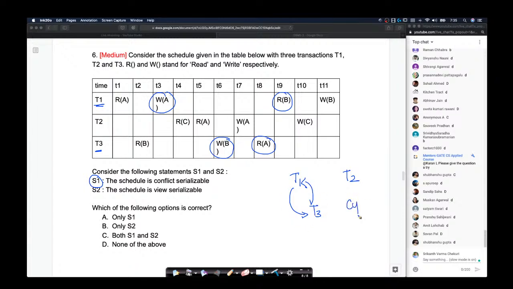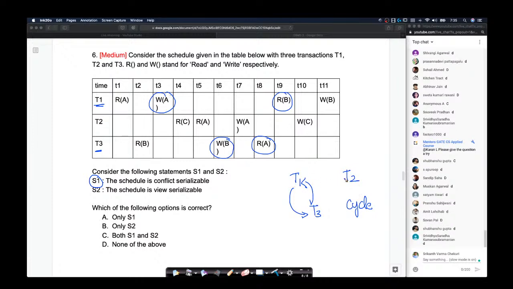So because of these two, you're getting a cycle here. The moment you have a cycle in this graph, again, I've not drawn edges between T1, T3, T3, T2. I don't have to draw everything. By just observing this simple pattern, the moment you have a cycle basically implies that it is not conflict serializable. That's one of the simplest ways to determine conflict serializability, right? So S1 surely is incorrect, right? Okay, next, what about S2?